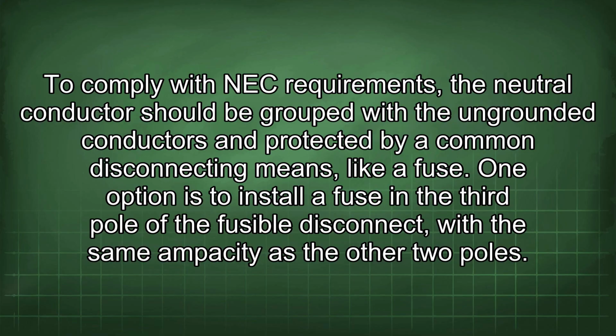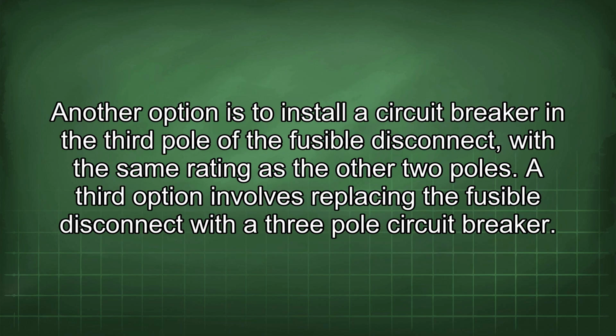One option is to install a fuse in the third pole of the fusible disconnect with the same ampacity as the other two poles. Another option is to install a circuit breaker in the third pole of the fusible disconnect with the same rating as the other two poles. A third option involves replacing the fusible disconnect with a 3-pole circuit breaker.